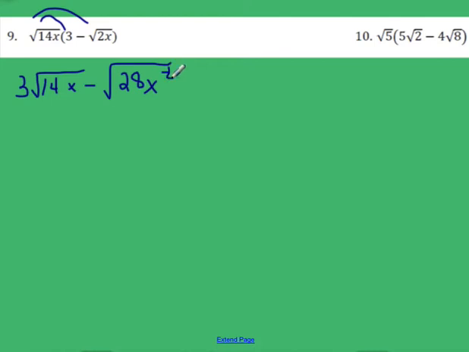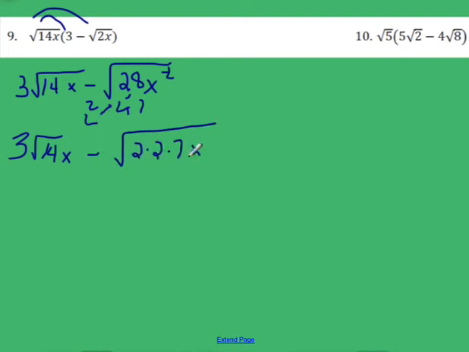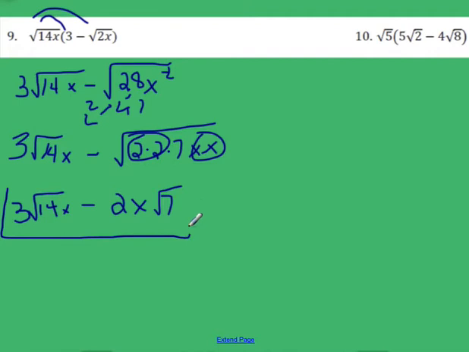So then we need to simplify. Well, 14x can't be simplified anymore, so that's just going to stay the same. 28x can. So 28 we can divide into 4 and 7, and 4 we can divide into 2 and 2. So then that's going to be 2 times 7 times x for the x squared. So let's go ahead and find our pairs. So pair there, pair there. So we have 3 square root of 14x minus 2 and then x, and then left underneath the radical is 7. So we have 3 square root of 14x minus 2x square root of 7.